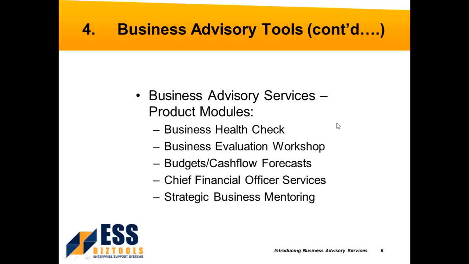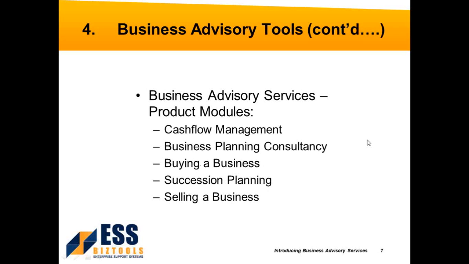So the products are the ones listed on the screen: business health check, business evaluation workshop, budgets, cash flows, CFO services, strategic business mentoring, which really is a more senior partner or a manager acting as an executive director for a client in assisting them to achieve their overall business objectives. Cash flow management, probably the biggest single issue, in my opinion, affecting small businesses at present.